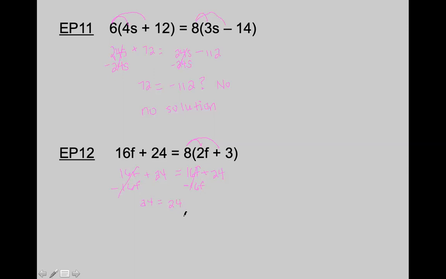Now, before you write no solution on this, look at this one. Is 24 equal to 24? This time our answer is yes. It is equal to 24. Anything is equal to itself. And when that happens, we call it an identity. And so the solution to this problem we would write as infinite solutions. There are many answers that we could put in for f, and they would all work. So I'm going to write infinitely many, if you can read my writing, solutions.